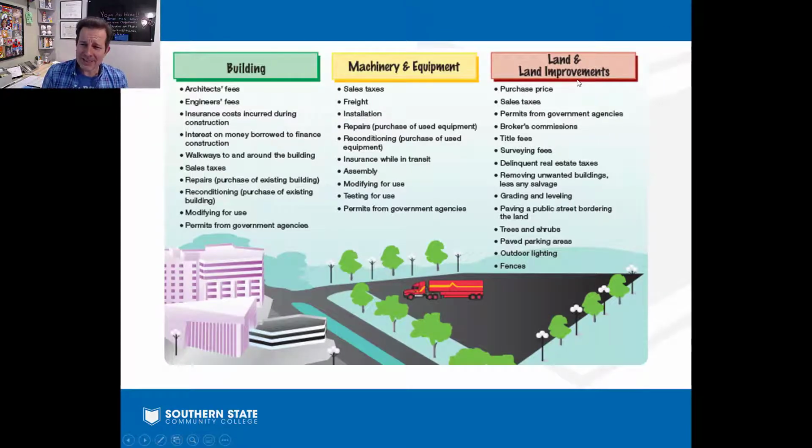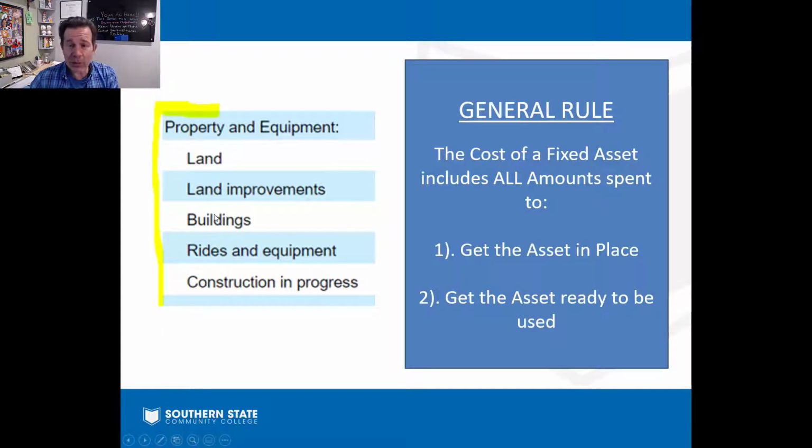And so to give you an idea of all the things that could include, let's just look at the building part here. If we're talking about a building, what do we have to spend to get it and get it ready to be used? That could include architect fees, engineering fees, insurance costs that we had during construction, interest on the money that we borrowed to finance the construction, any repairs if we bought an existing building and we had to make repairs to get it ready to be used, modifying the building so we can use it, and any kind of permit that we had to get from a government agency. All that money would go into buildings, and we would record it as part of the historical cost of our building.